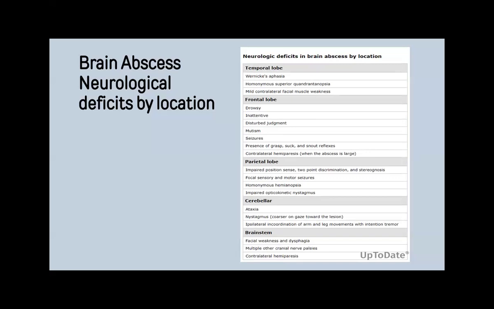In parietal lobe lesions, they have impaired position sense, two-point discrimination, and stereognosis, focal sensory and motor seizures, homonymous hemianopia, and impaired optokinetic nystagmus. And then in cerebellar abscesses, they have ataxia, nystagmus, and ipsilateral limb incoordination. In brainstem abscesses, they have facial weakness and dysphagia, and multiple other cranial nerve palsies.